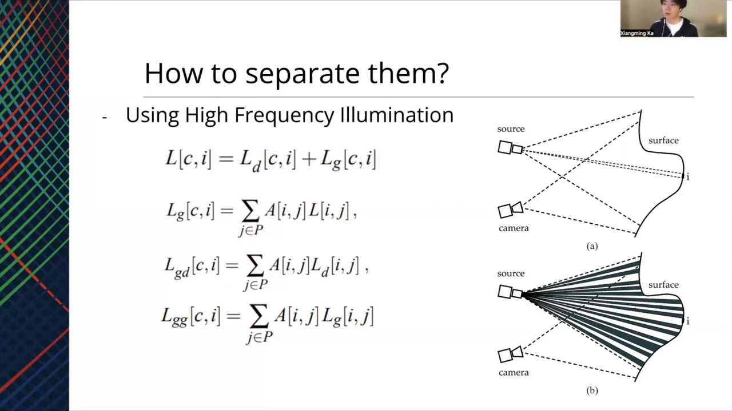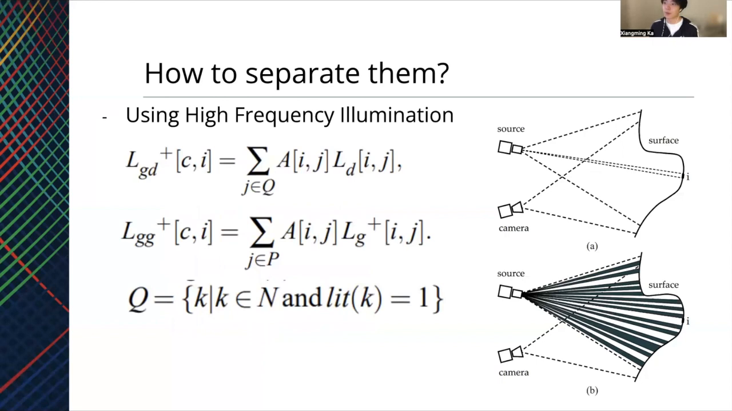We can further decompose L_G into two components as L_GD and L_GG, where the L_GD is due to the direct component of the radiance from all scene patches, and L_GG is due to the global components of radiance from all scene patches.